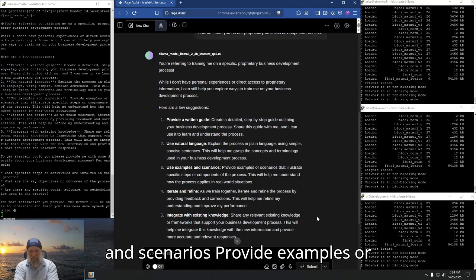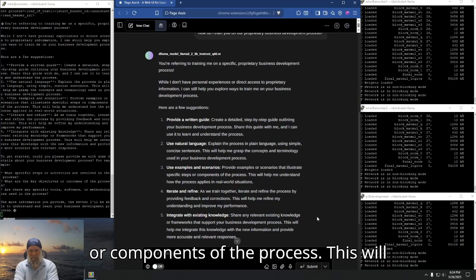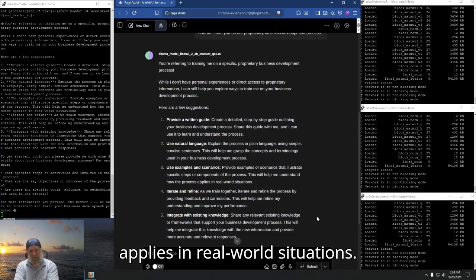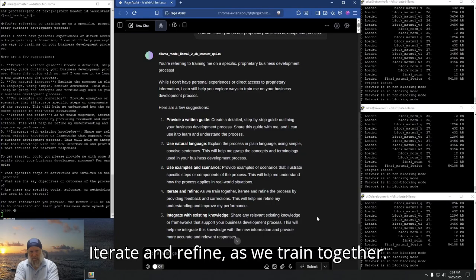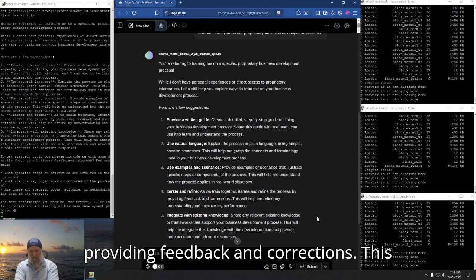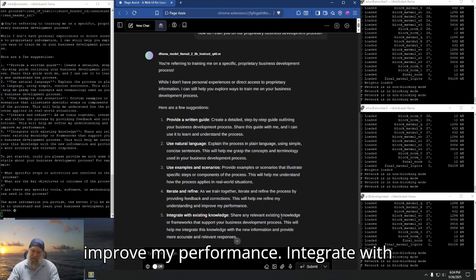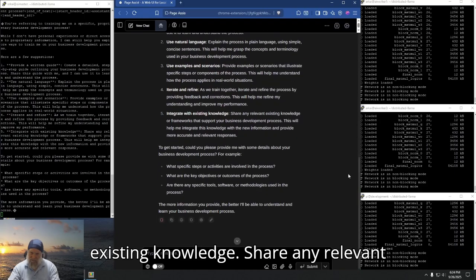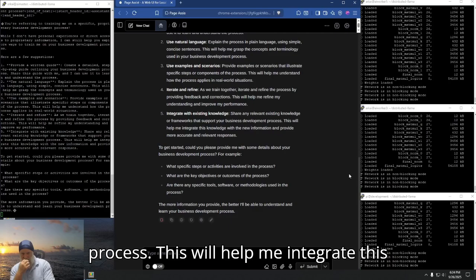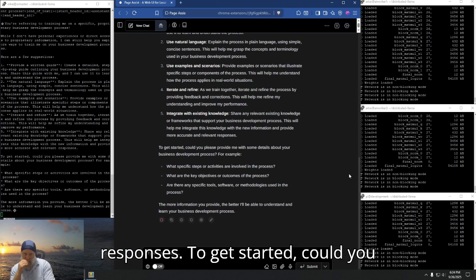Use examples and scenarios. Provide examples or scenarios that illustrate specific steps or components of the process. This will help me understand how the process applies in real-world situations. Iterate and refine. As we train together, iterate and refine the process by providing feedback and corrections. This will help me refine my understanding and improve my performance. Integrate with existing knowledge. Share any relevant existing knowledge or frameworks that support your business development process. This will help me integrate this knowledge with the new information and provide more accurate and relevant responses.